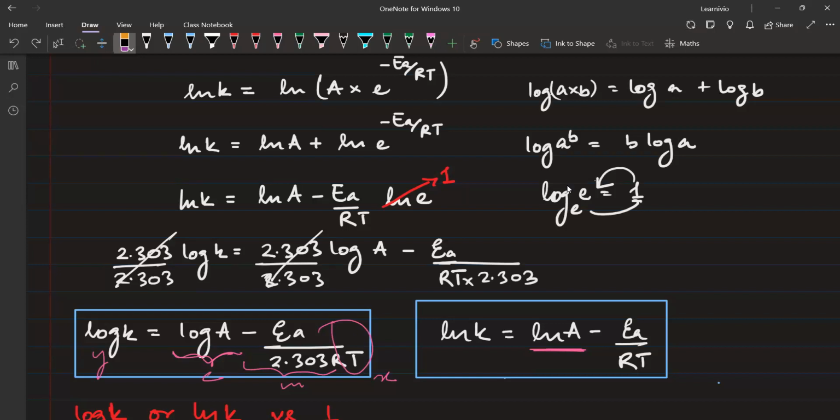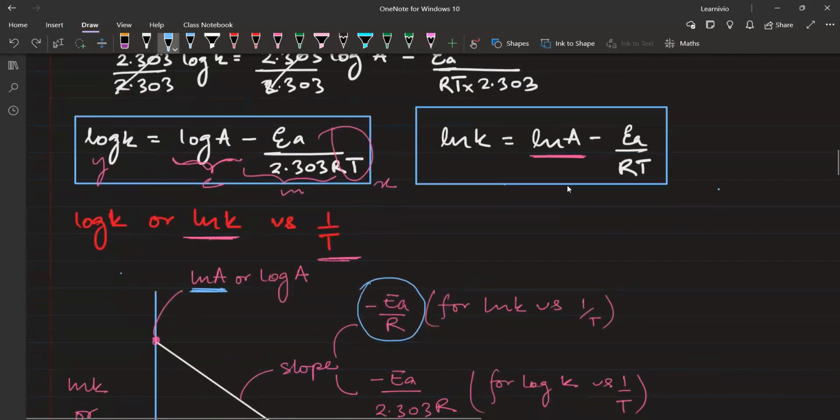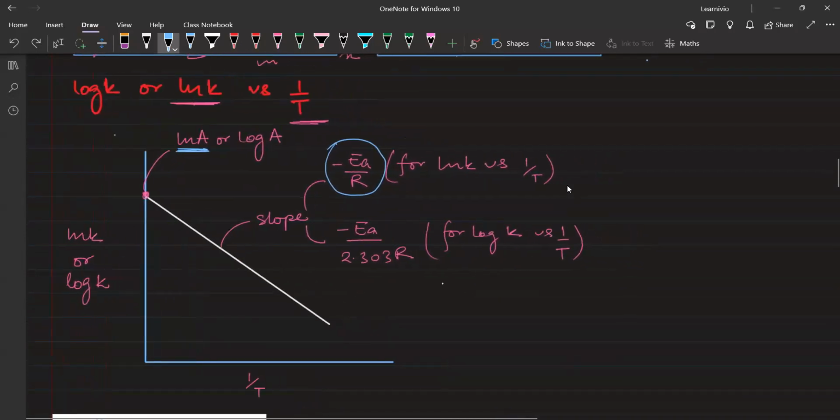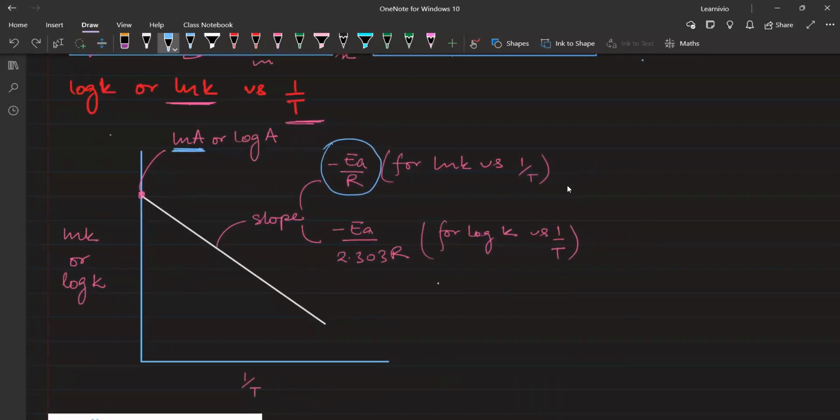So from here you can have two different expressions which will have a similar graph, that is log k is equal to log a minus Ea upon 2.303 RT, and the other is in the ln form, in which we have ln k is equal to ln a minus Ea upon RT. So we can have a graph which is between log k or ln k versus 1 by T.